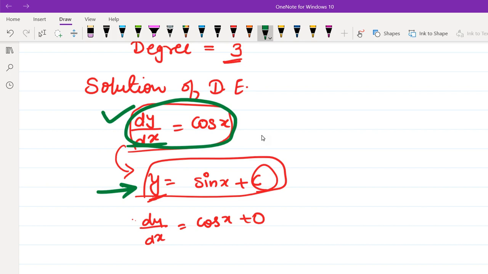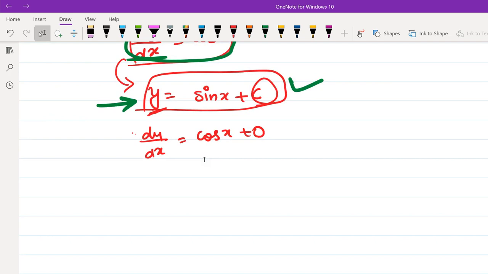Okay, after solving the differential equation, the final answer should not contain any derivative present in it. It should be free of derivatives. Such an equation you have to find. When you find such an equation, that is the meaning of the solution of the differential equation. I hope I have made my point very clear to everyone.